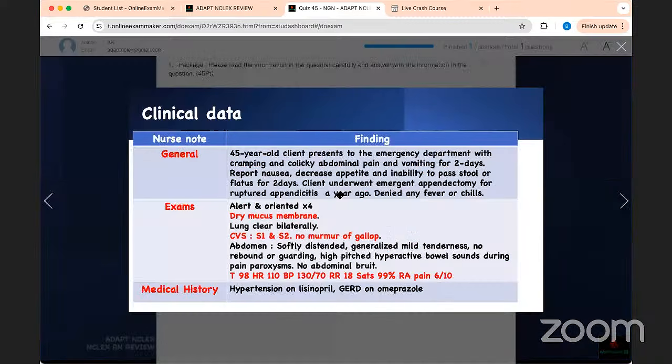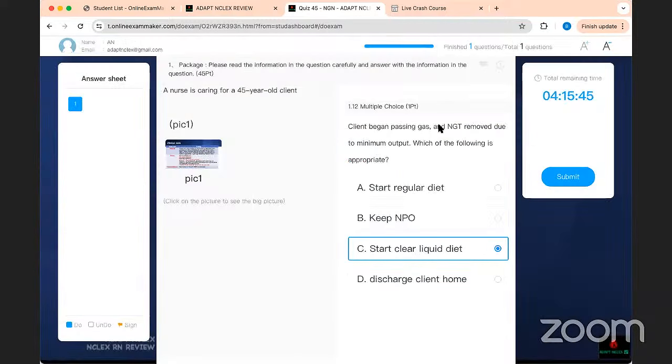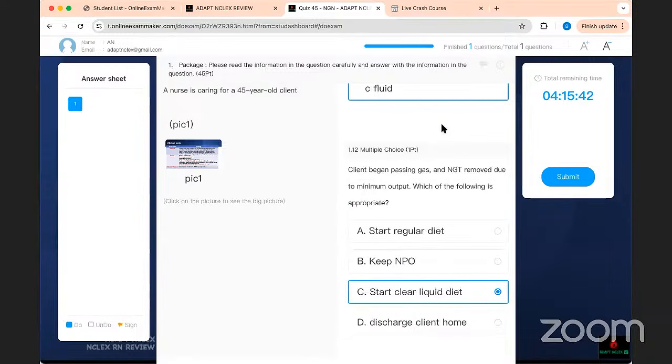We saw this 45-year-old who came to the emergency room with crampy, colicky abdominal pain, vomiting for 2 days, nausea, decreased appetite, not passing gas or stool. Abdomen was distended, and he had a previous surgery, so he has all the classic symptoms of small bowel obstruction because of previous surgery, adhesion. Hyperactive bowel sounds. We place an NG tube. We suction the patient. We know what electrolytes to watch. We know how to treat the patient, how to manage the NG tube, and what to do when the NG tube comes out.